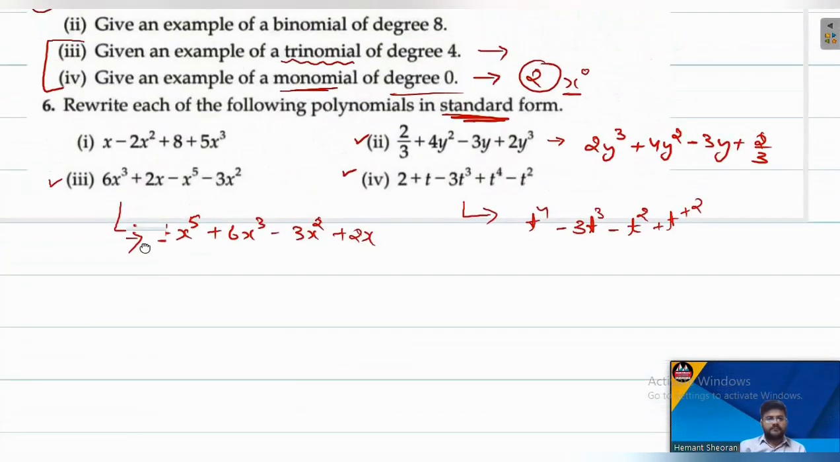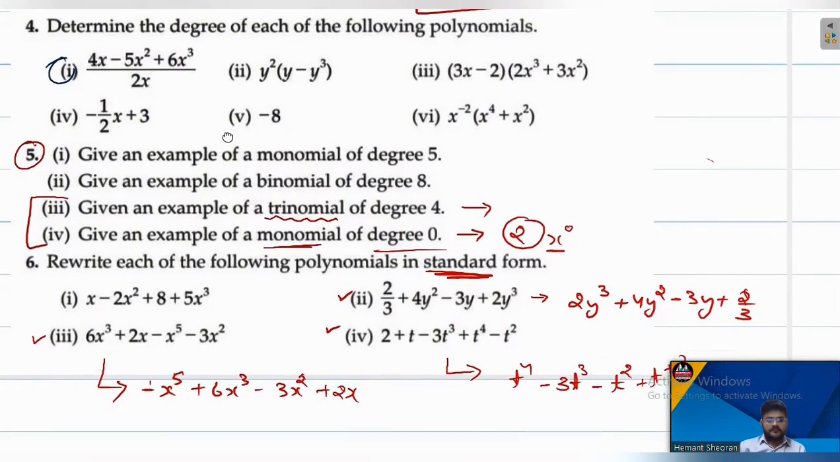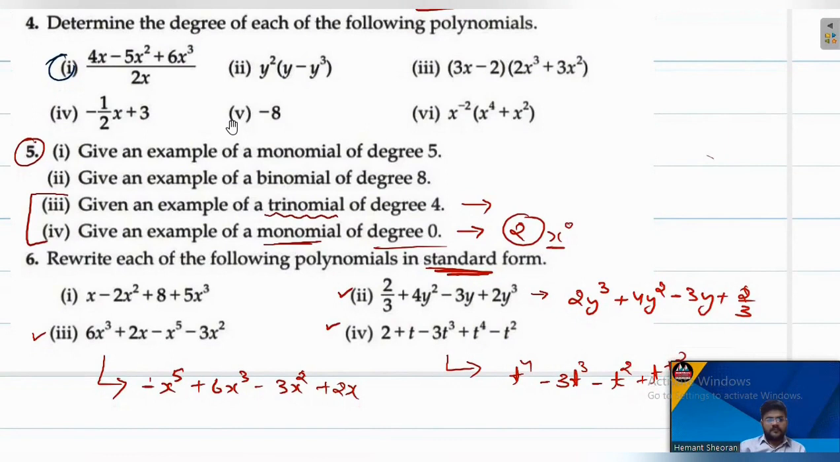Wait, sir. Would the question be wrong if instead of putting t first, I put 2 first? The question will not be wrong, but if you have to rewrite it in standard form, then your answer will be wrong. Since t has a higher power than 2. The 2 has no visible variable, but you can say t raised to power 0 is there with it. So the power 0 will come at the end.